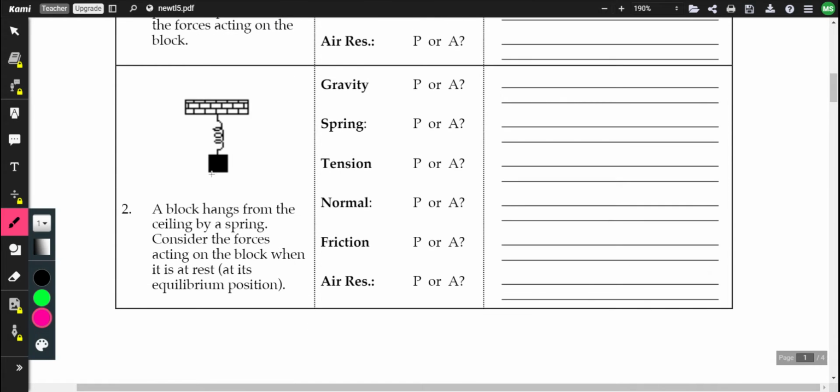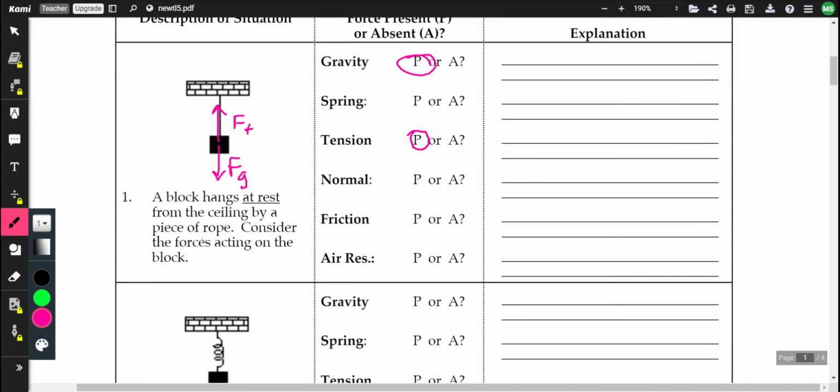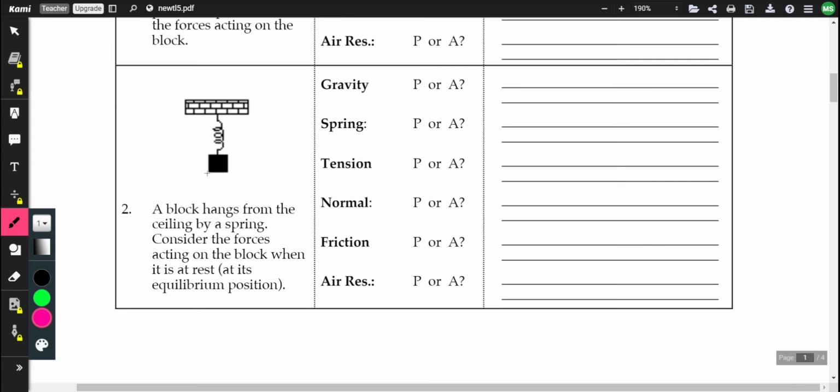The second one, we've got an object hanging by a spring from the ceiling. And it says it's at rest again, so we can guess there's probably going to be some balanced forces, just like this one, right? These two forces balance each other out. So again, gravity, yeah, there's still gravity here. So I know there's gravity, so that one's present.